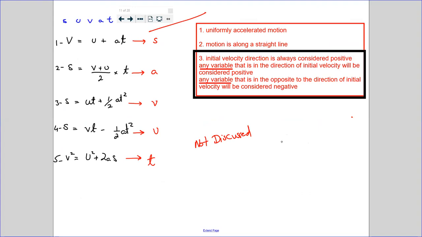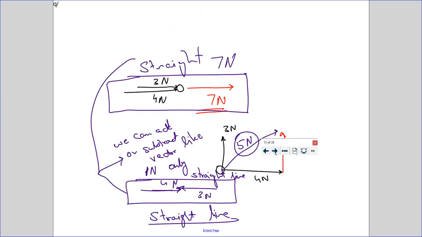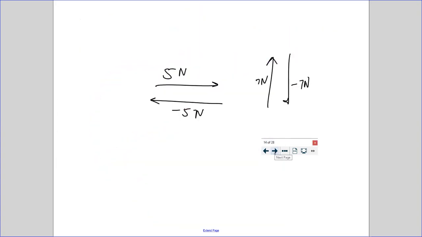In every question of kinematics there is one thing which is not discussed, and every equation out of the 5 which we have written has one variable which is not discussed. So what we did is we use that and apply it.